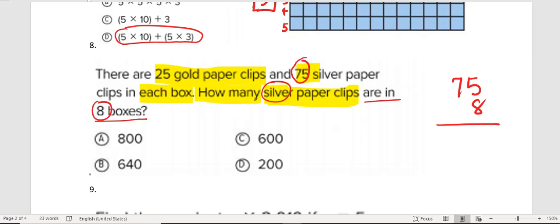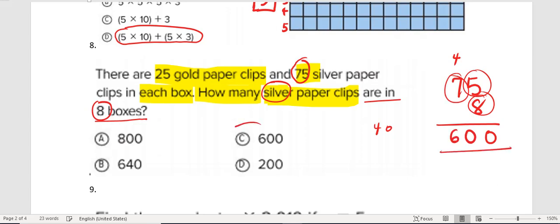Okay, so we're going to do 8 times 5 first. 8 times 5 gives us 40. You write the ones place 0, and we take the 4 up. Next is 8 times 7, which is 56, plus the 4 will give you 60. So our final answer, 600.